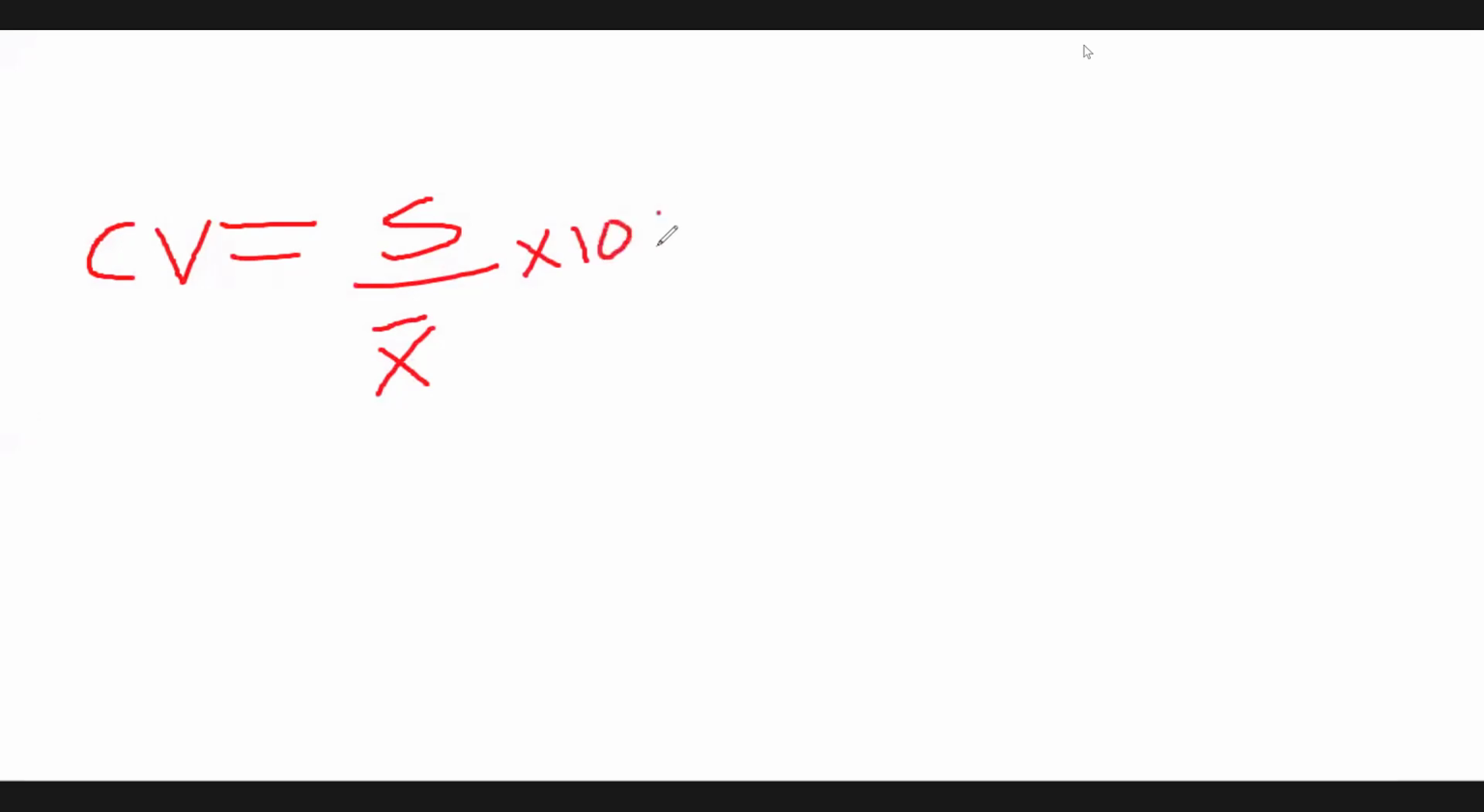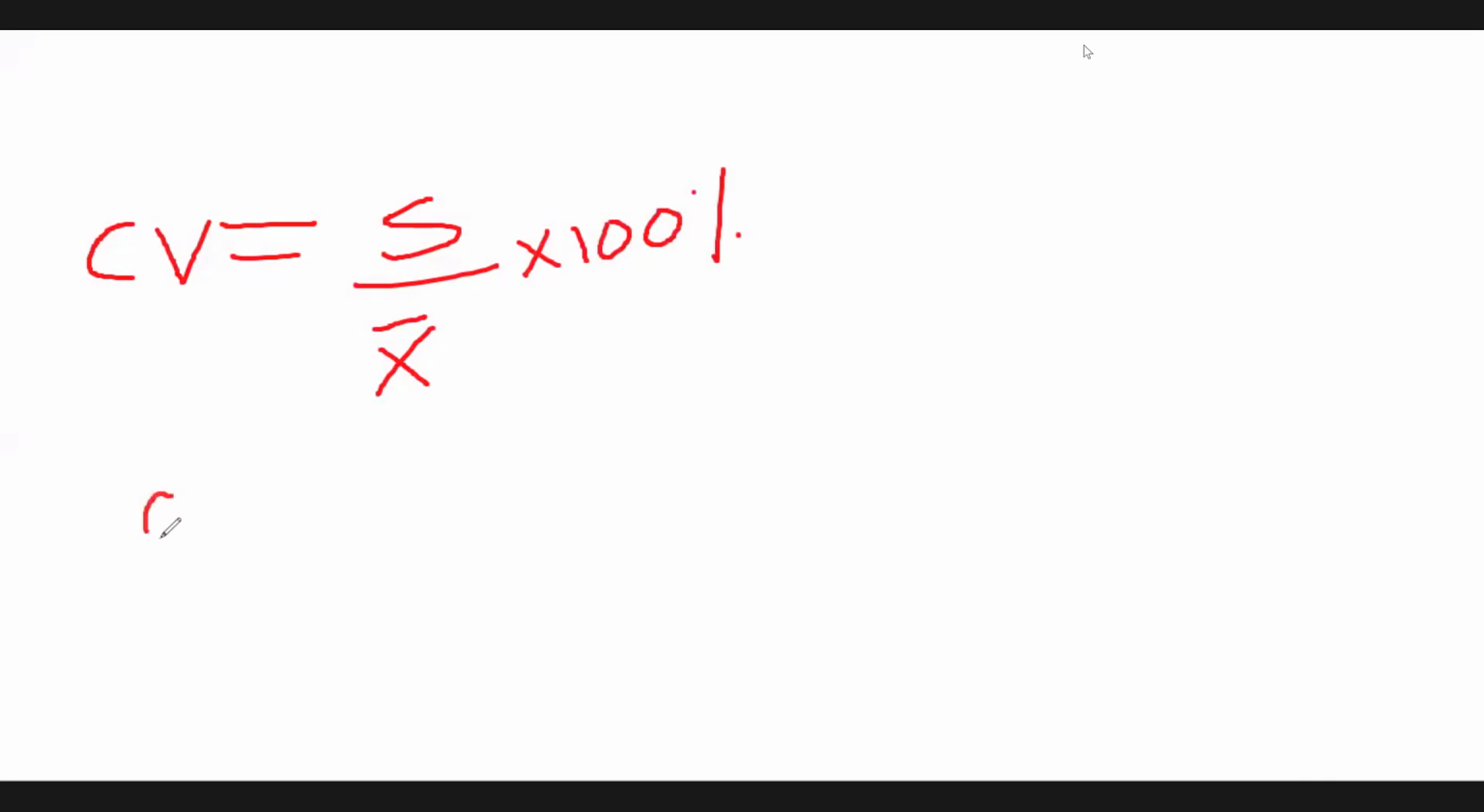Next, coefficient of variation, CV, equals standard deviation divided by x bar, into 100%. So now, the unit of measurement of coefficient of variation is in terms of percentage.